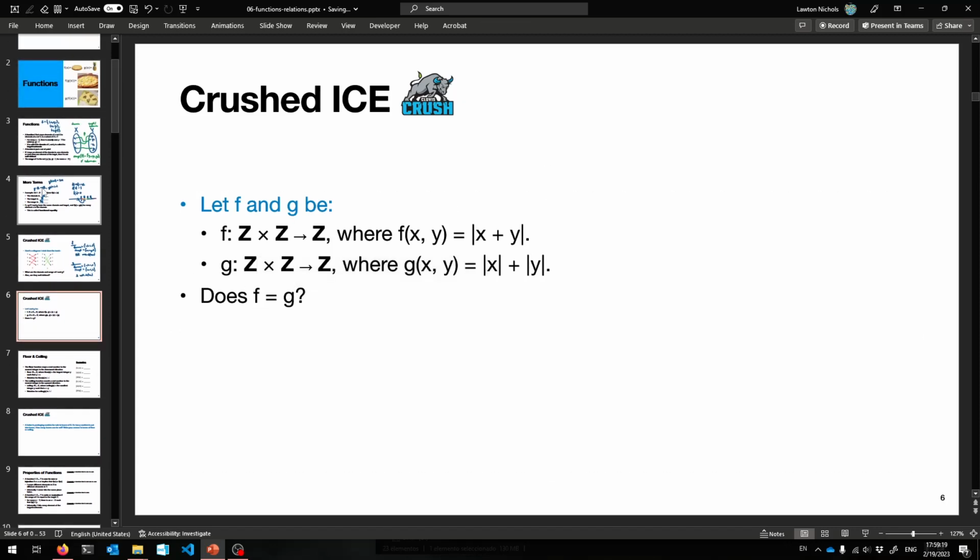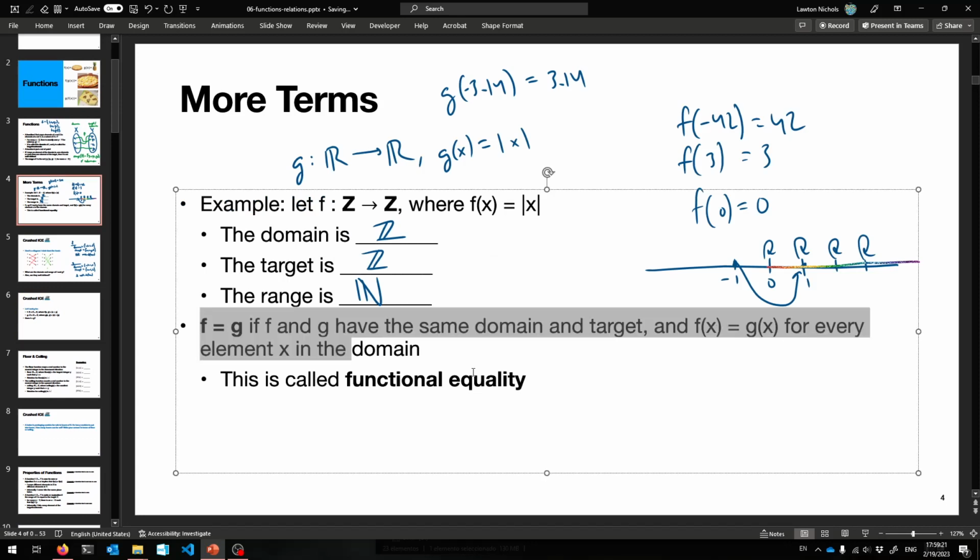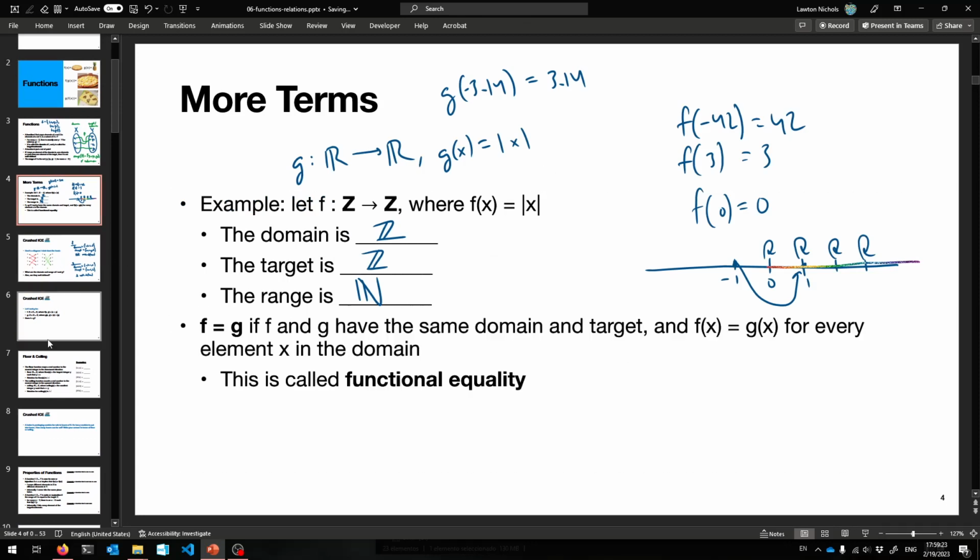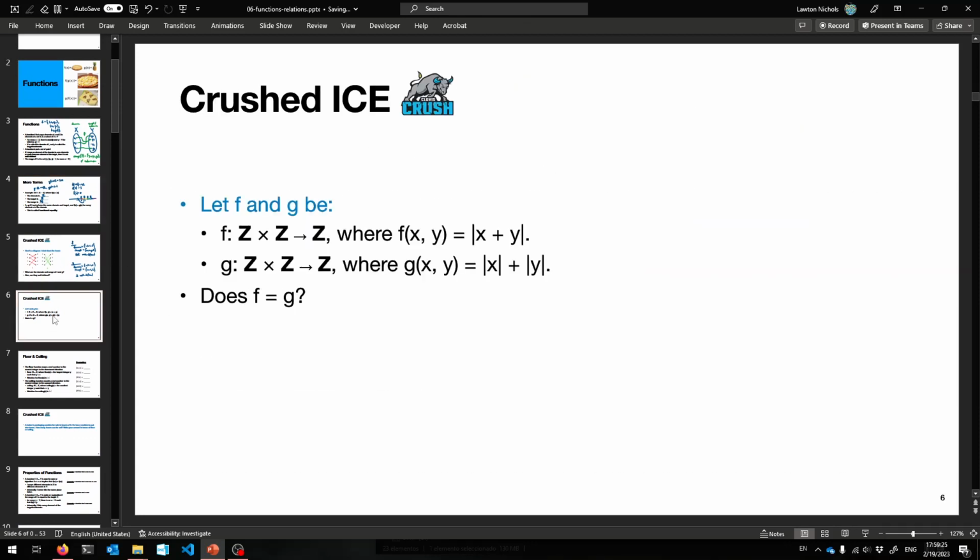Let me scroll back to the functional equality definition, stare at that for a second, and then you try this. Tell me if f is equal to g. All right, so what are the two requirements? You need the same domain and codomain for each function, and then you need the functions to agree on every input. If both of those are true, then the functions are equal.